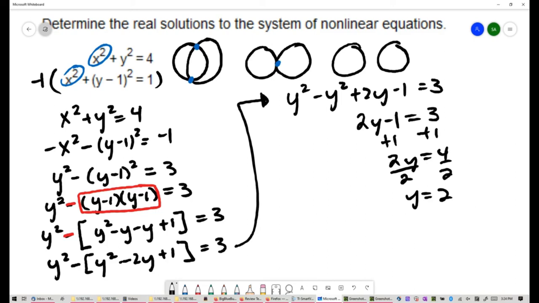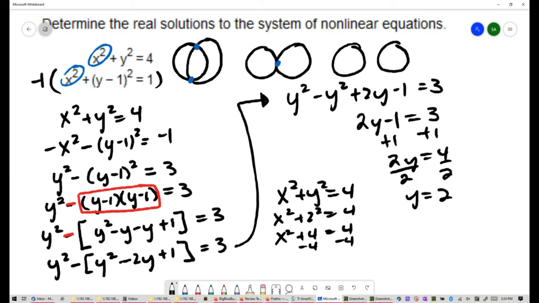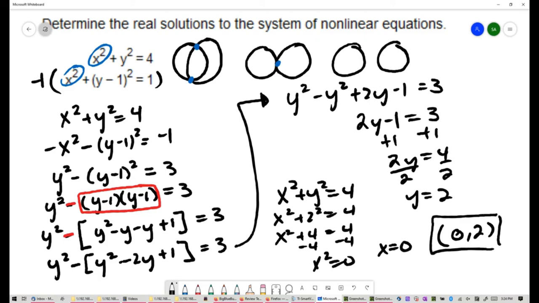So I have the y coordinate and I'm going to find the x coordinate. So I'll substitute that 2. I'll use the first equation: x squared plus y squared equals 4. That's x squared plus 2 squared equals 4. x squared plus 4 equals 4. Subtract 4 on both sides and I have x squared equals 0, and x equals 0. So the solution that we get for this system is the ordered pair (0, 2).